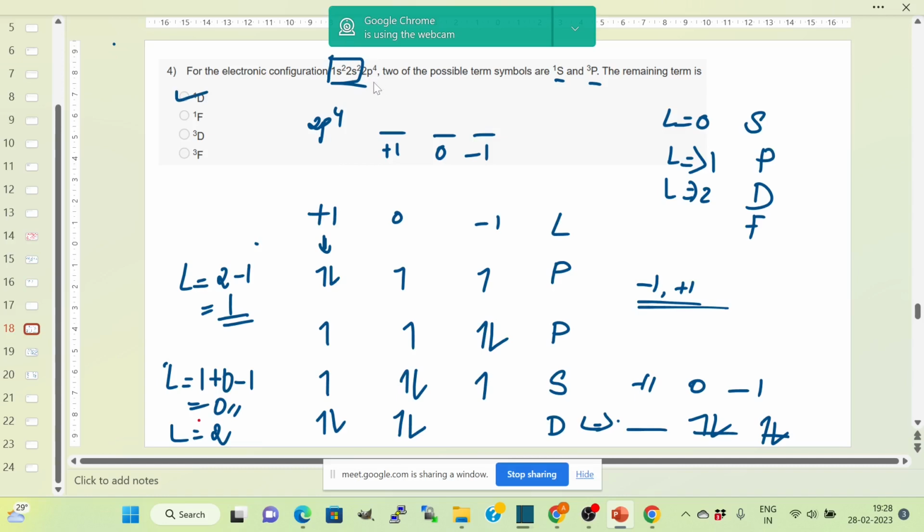I don't think they'll give this 2p4 configuration most of the time, because this is a bit more lengthy to solve. Most of the time they'll give configurations like 2p2 or 2s1. So whenever we get this, we have to first find out how many configurations are possible, and for each configuration what will be the corresponding L, S, and so on. Is it clear?